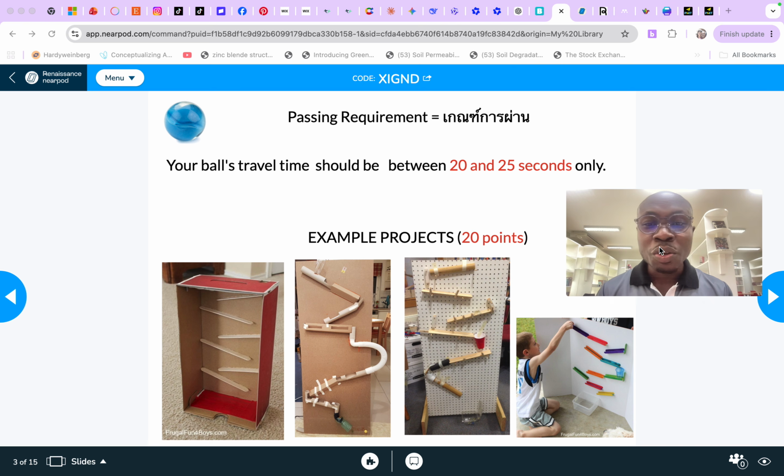Now you have to control the time or the speed of your marble. It should be between 20 to 25 seconds from start to finish, okay? If your marble can be between 20 and 25 seconds, you pass. If it is not, it's a fail, okay? But don't worry about this project. When you come back to school on site, we're going to start, okay? So don't do it now, okay? Very good. Let's continue.